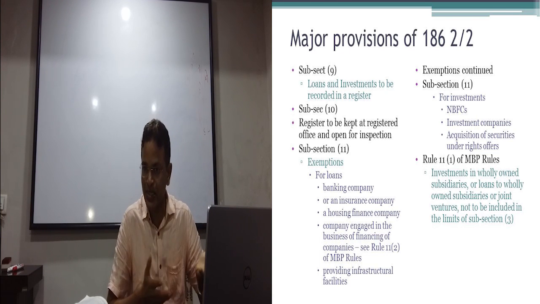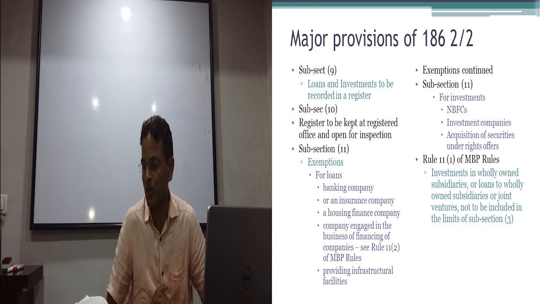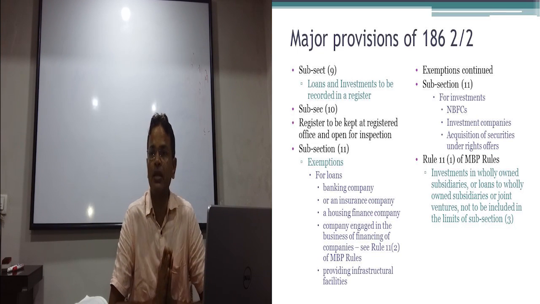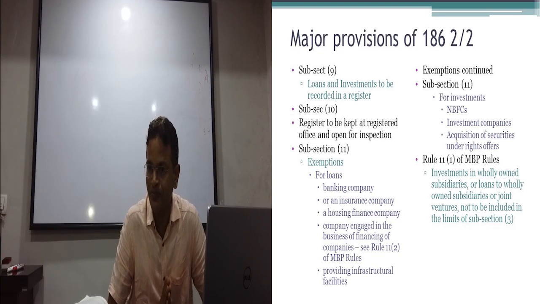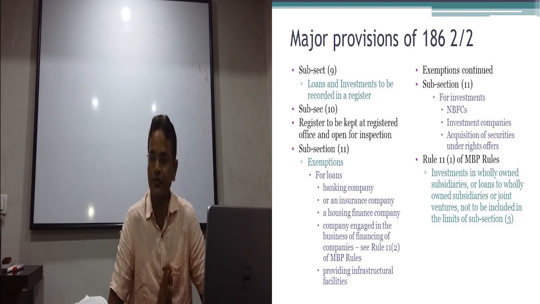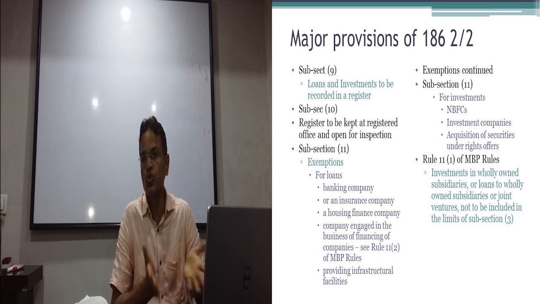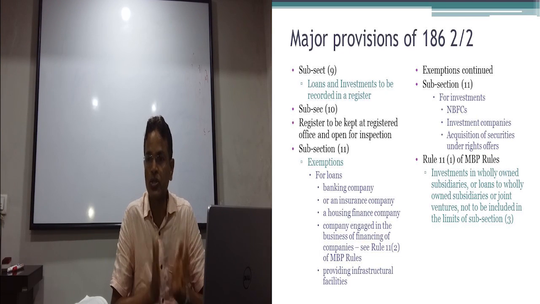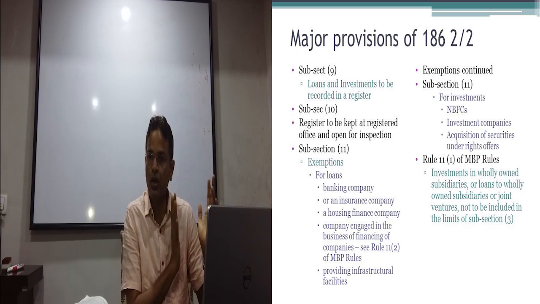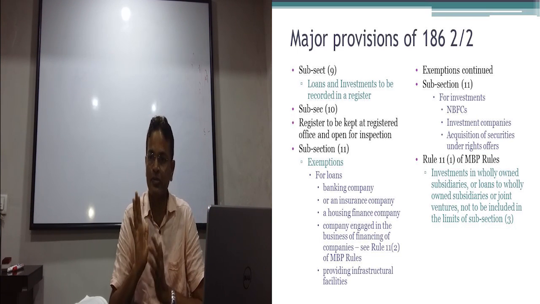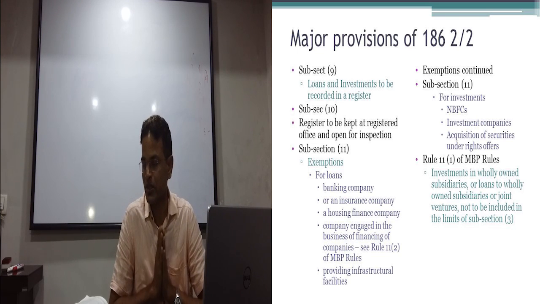And subsection 10 says this register will be kept at the registered office of the company and will be open for inspection. Subsection 11 is a very important section. It talks about exemptions to certain companies from provisions of section 186. Exemptions obviously pertain to the two basic limbs, the two basic branches of section 186: loans, guarantees or securities on one hand, and making of investments in shares or corporate securities on the other hand.